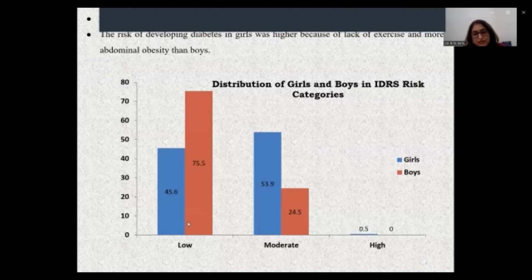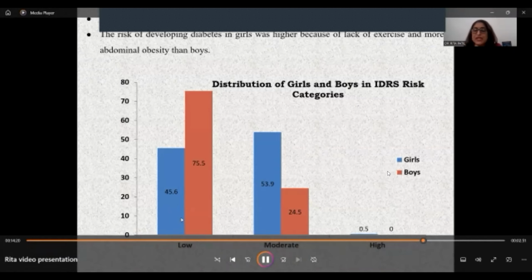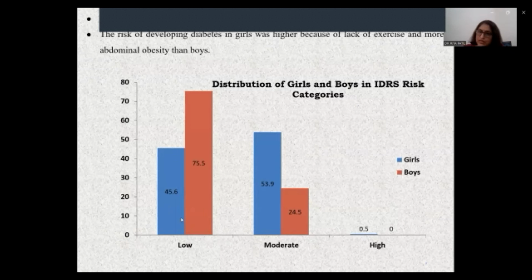So we find that 45.6% were at low risk of diabetes, but against that we have 75% boys who are at low risk. We find over 50% of the girls at high risk, whereas only a quarter of the boys were at moderate risk. And there were no boys with a high risk, but there were 0.5% girls at high risk. So when you look at boys and girls, we find that girls tend to be at a higher risk, which itself is reflected in the data of women, when 98% are at high risk compared to men who are lesser, around 86%.